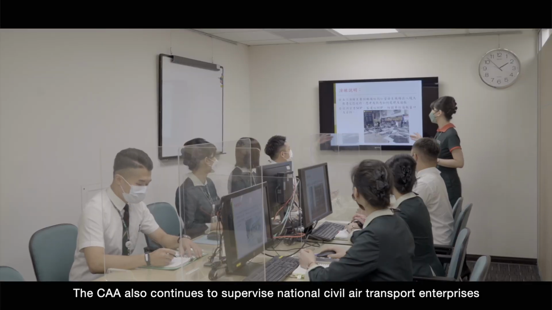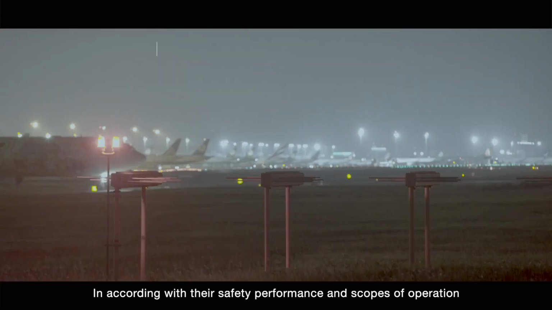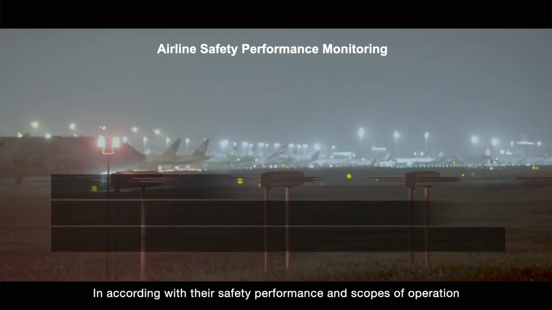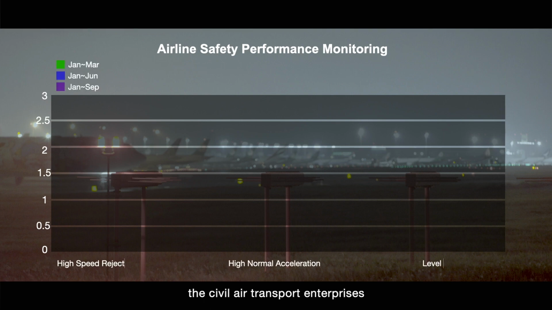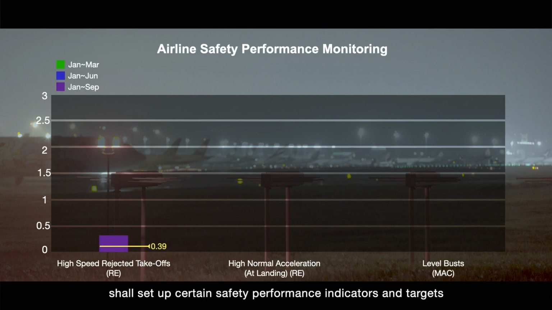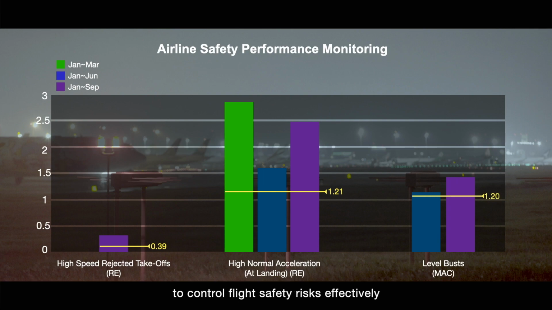The CAA also continues to supervise national civil air transport enterprises in accordance with their safety performance and scopes of operation. The civil air transport enterprises shall set up certain safety performance indicators and targets, and report on their achievements and improvement actions on a regular basis to control flight safety risks effectively.